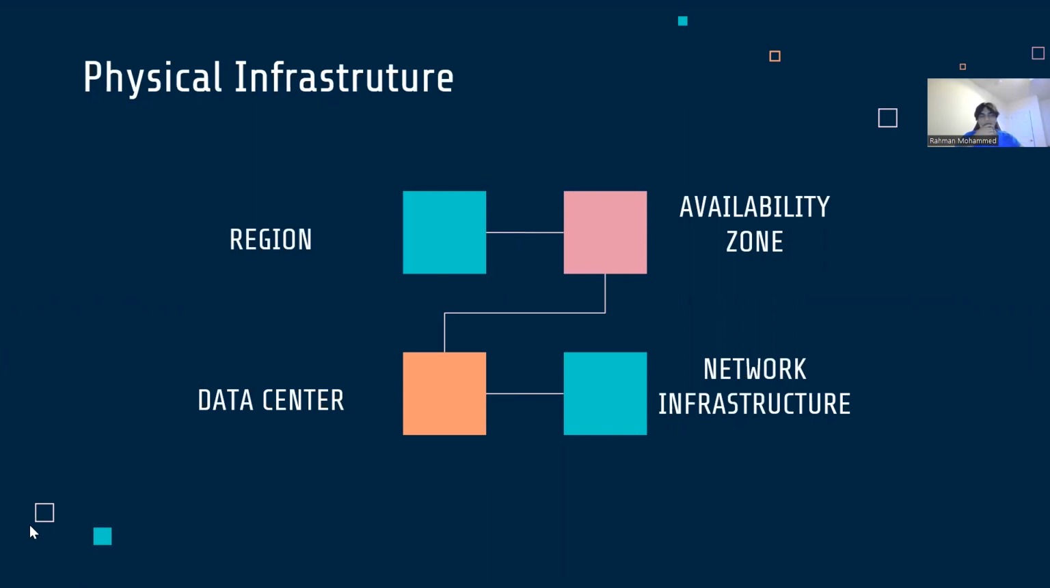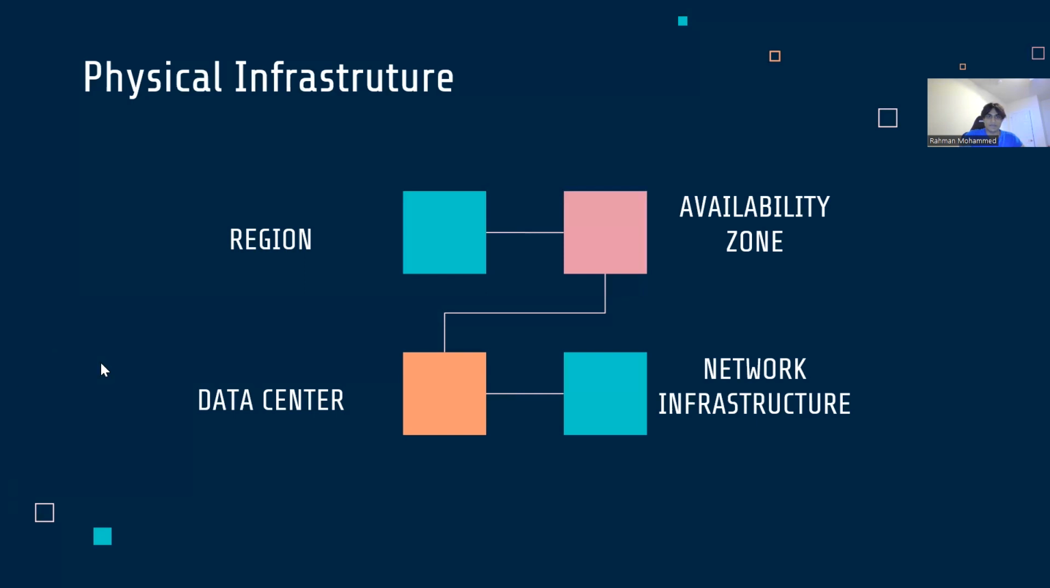So it's kind of like a ladder. You have a region. Think of it like this house. Availability zones are like the doors leading to different rooms, and then the data center is like things that are in that room, and then network infrastructure is like the tiny things that make up such items in the room.